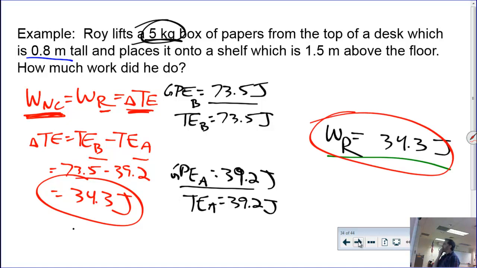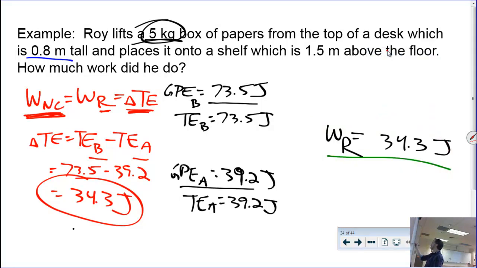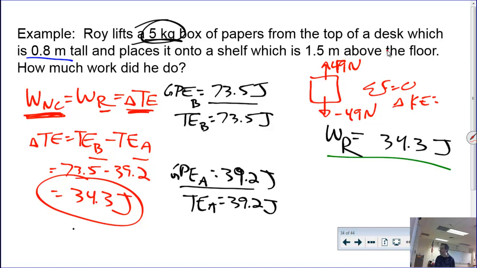Okay? Now, let's see. Our net force here was 0, right? All right, so think about what forces were on it. We had 49 newtons from gravity, 49 newtons from Roy. So our net force is 0. That's why our change in kinetic energy was 0, right? We both started and ended at rest. Okay? And you could calculate the work done by gravity, and it would end up being negative 34.3, right? Because we moved the box up 0.7 meters. Gravity's pulling down with 49 newtons. So the work done by gravity is just negative 34.3 joules.